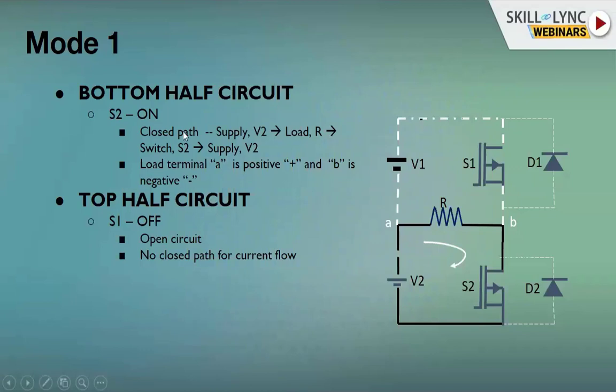As it is clearly written over here, the closed path is from the supply voltage V2, the resistor, the switch S2, and back to the supply voltage. Now the terminal A is connected to the positive terminal, so it sees positive voltage, and B, through the switch, is connected to the negative terminal, so it sees a negative voltage. So the voltage we have seen here is going to be a positive voltage across R. What would happen in the top part of the circuit? Since the switch is not on, there is no closed path, so there is no current. It is not conducting. The top part of the circuit is void for mode 1 operation.